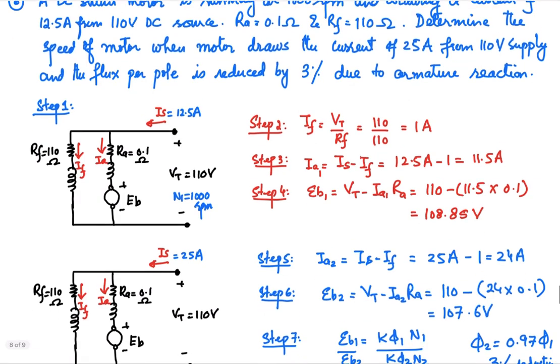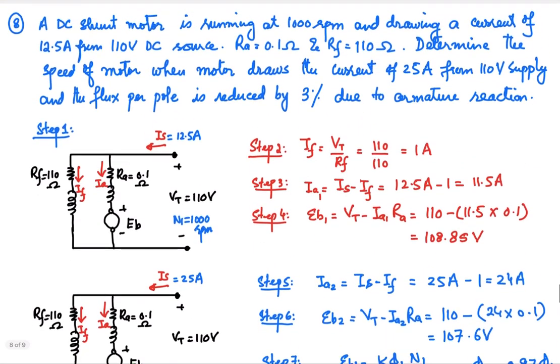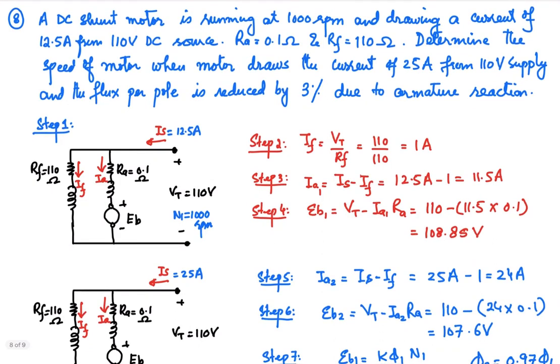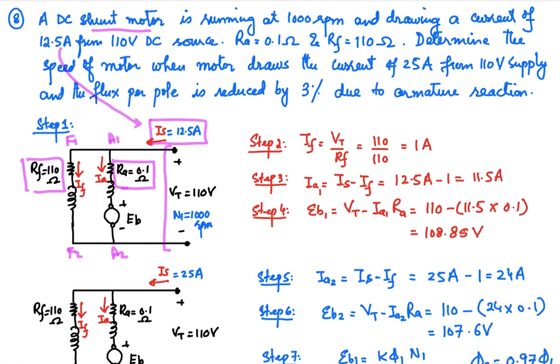Okay, so now first of all, let's draw the equivalent circuit for this one. As it is a shunt motor, again you can see the field winding F1 and F2 that is in parallel to the armature A1 and A2, and 110 ohm resistance of the field and the armature resistance is 0.1 ohm. Supply current is 12.5 ampere at the starting condition with the applied voltage of 110 volt, and the machine is running at the speed of 1000 RPM. Okay, so that is given to us, that is 1000 RPM.